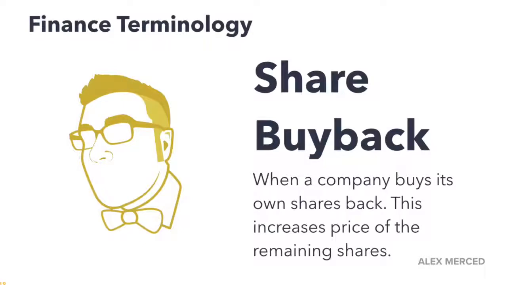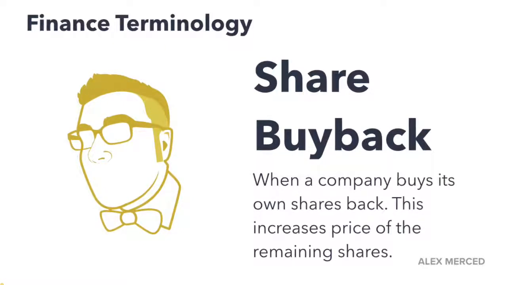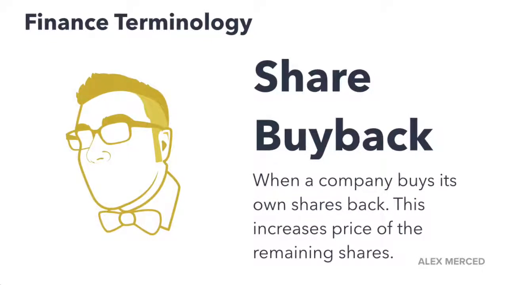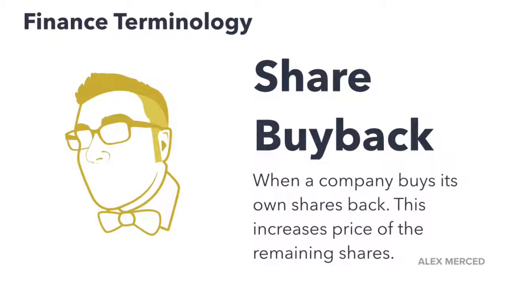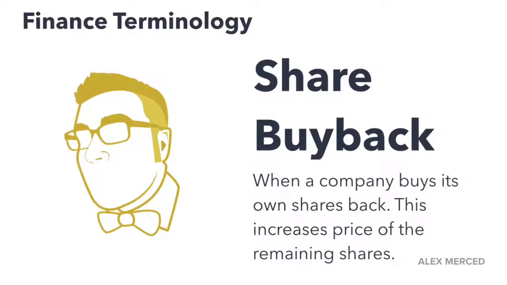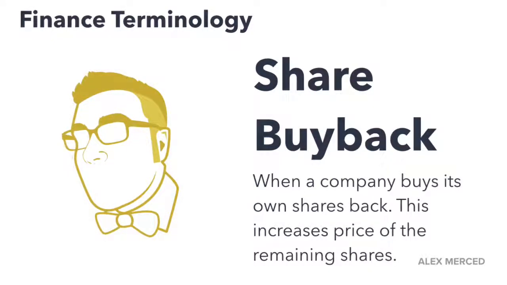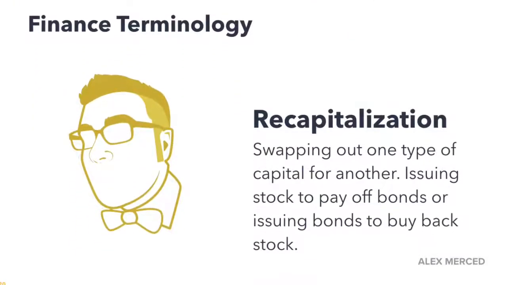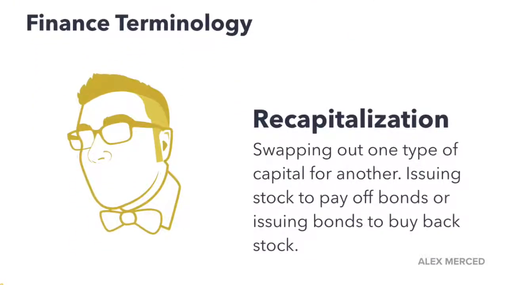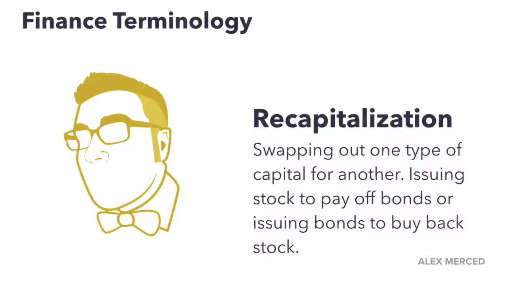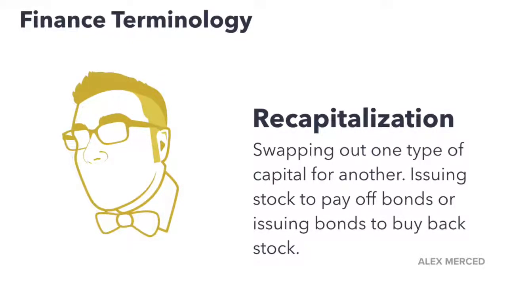A share buyback. When a company buys its own shares back, this increases the price of the remaining shares. Because there's less owners of the company because you're buying out existing shareholders, that means you're splitting all future profits among a smaller group of investors, making those shares more valuable. You're also providing liquidity to those who sold their shares as part of the buyback. Recapitalization. This is when a company is swapping out one type of capital for another, either issuing stock to pay off bonds or issuing bonds to buy back stock.